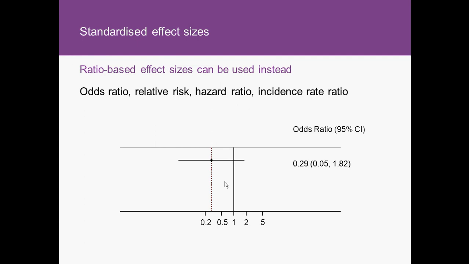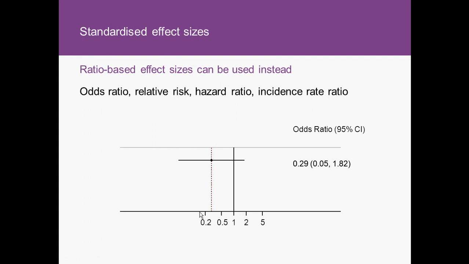If we compared the proportion of participants who could do this in each group, we might get an odds ratio. Here, using the data we presented earlier, we gain an odds ratio of 0.29, with a 95% confidence interval between 0.05 and 1.82. It's important to note, however, that the null value for a ratio-based effect size is not the same as for a standardized effect size. Even though the 95% confidence interval does not include the value 0, it is not a significant finding, because for a ratio-based effect size, the null value is actually the value 1.